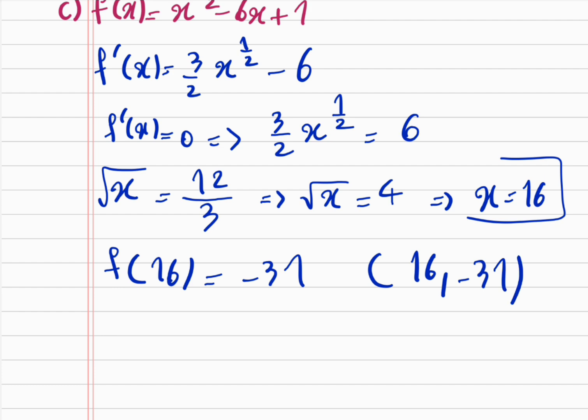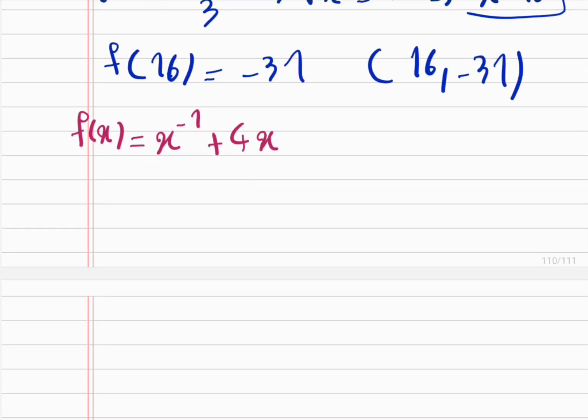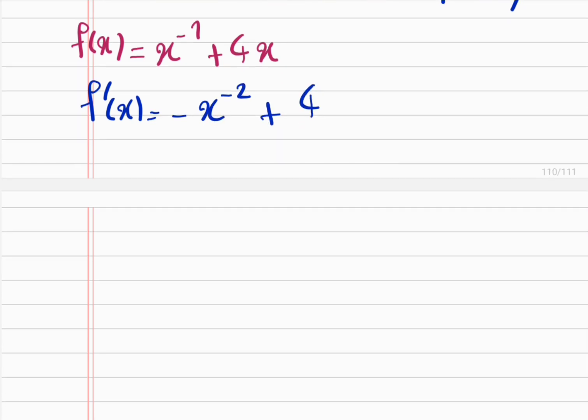Right, now let's do part D. For part D, the function is x to the power of minus 1 plus 4x. So again, the approach is the same. We first find the derivative. X to the power of minus 1 differentiates to minus x to the power of minus 2, and 4x differentiates to 4. Now maybe let's rewrite this in a better form, because we are going to solve an equation.